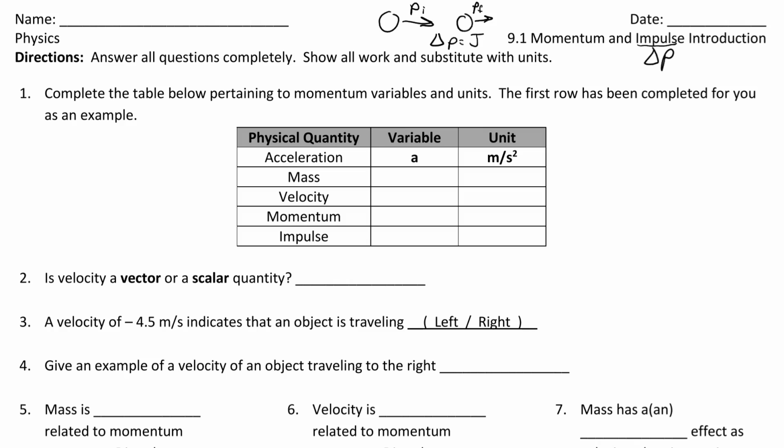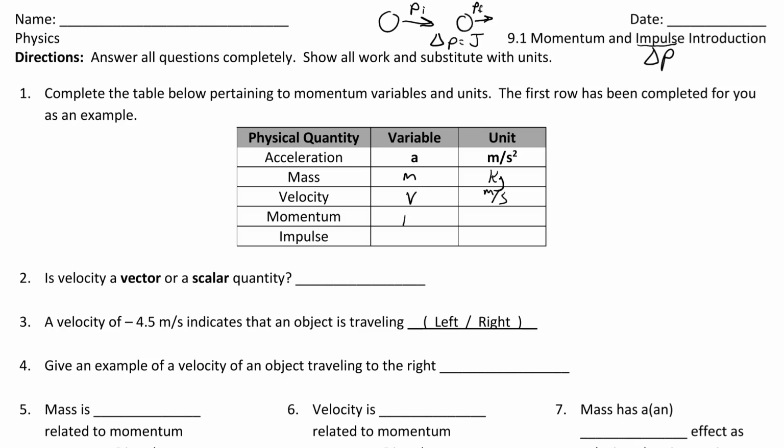So number 1 says complete the table below. The first row has been completed for you as an example. So for acceleration, we use an A, and the units are meters per second squared. For mass, we use an M, and we use kilograms. For velocity, this is a V, and it's a meter per second. The reason that we're doing this is just because it's kind of weird.